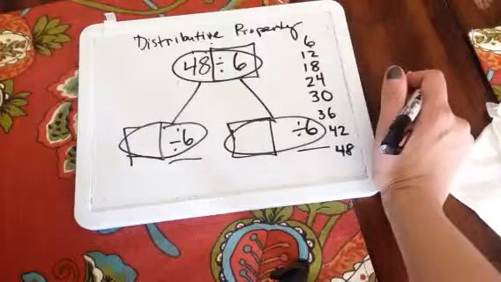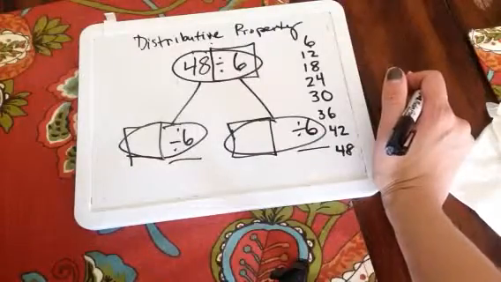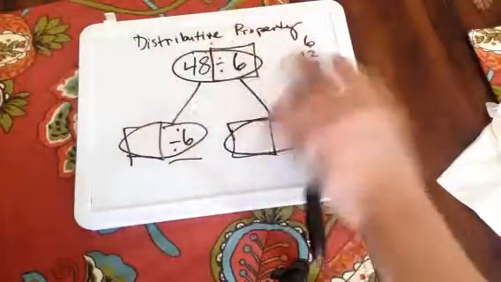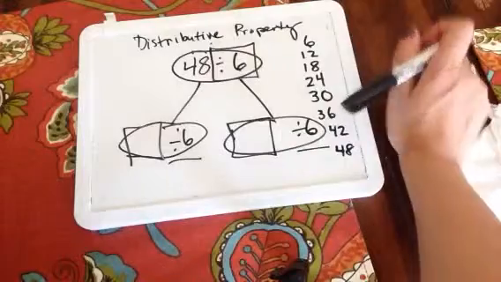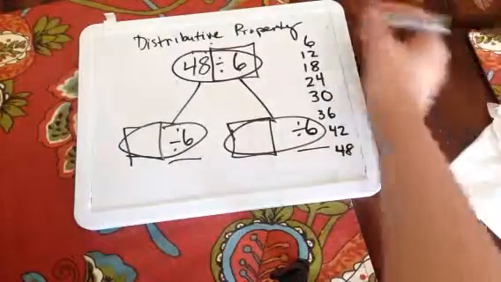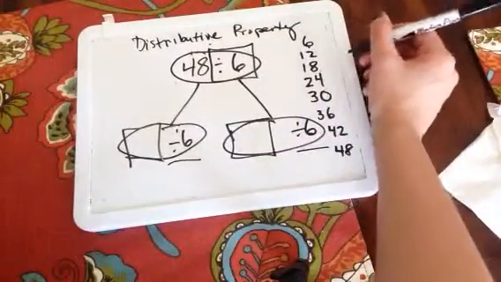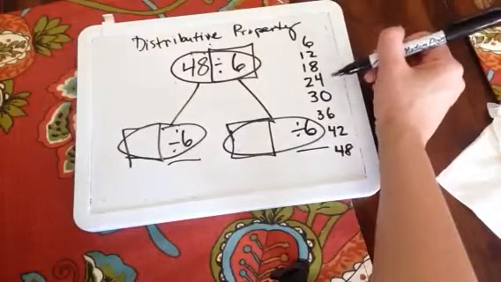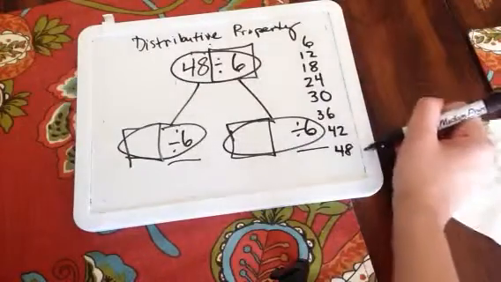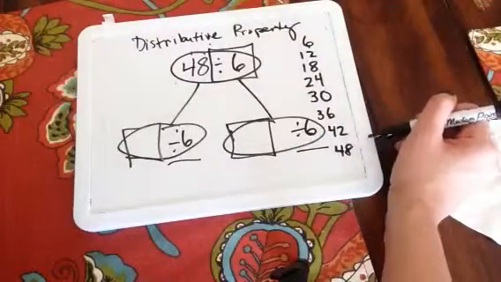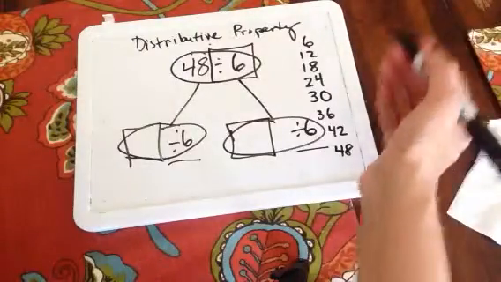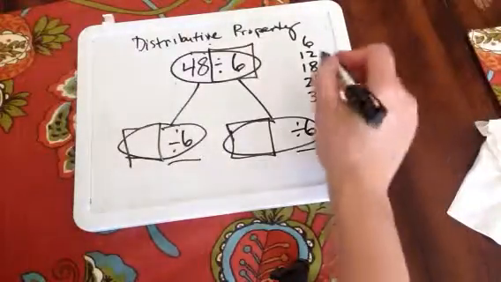Okay, but I need two numbers that can be divided by 6 that add up to 48 here. I know that these numbers can be divided by 6. 6 divided by 6 is 1. 12 divided by 6 is 2. 18 divided by 6 is 3. 24 divided by 6 is 4, and so on. Okay? So I'm just going to pick two numbers that I know the answer to.